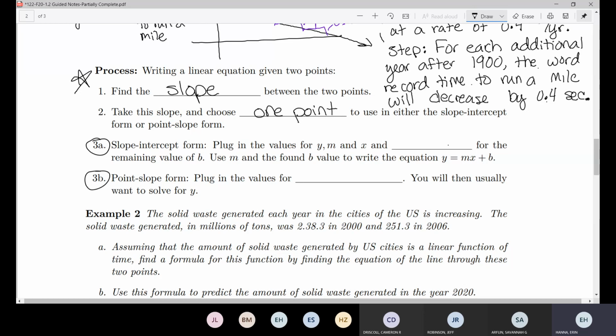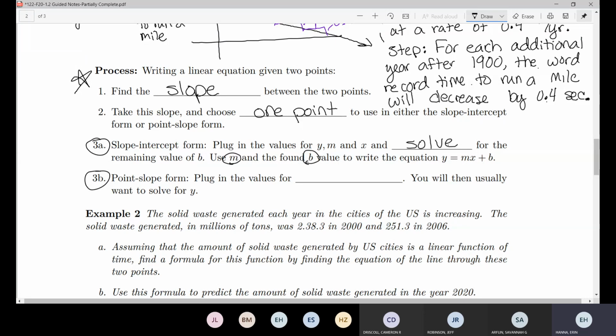So if you're going to use slope-intercept form, you're going to plug in the values for y, m, and x. So m is the slope and the x and y is the point that you chose. And then you're going to solve for the remaining value of b. Now, for some reason, lots of people think that they're done at that point, but then you have to remember to actually write the answer. So then you use the m value and the b value you just found to write the equation as y equals mx plus b. For some reason, lots of people always forget to actually write the answer.